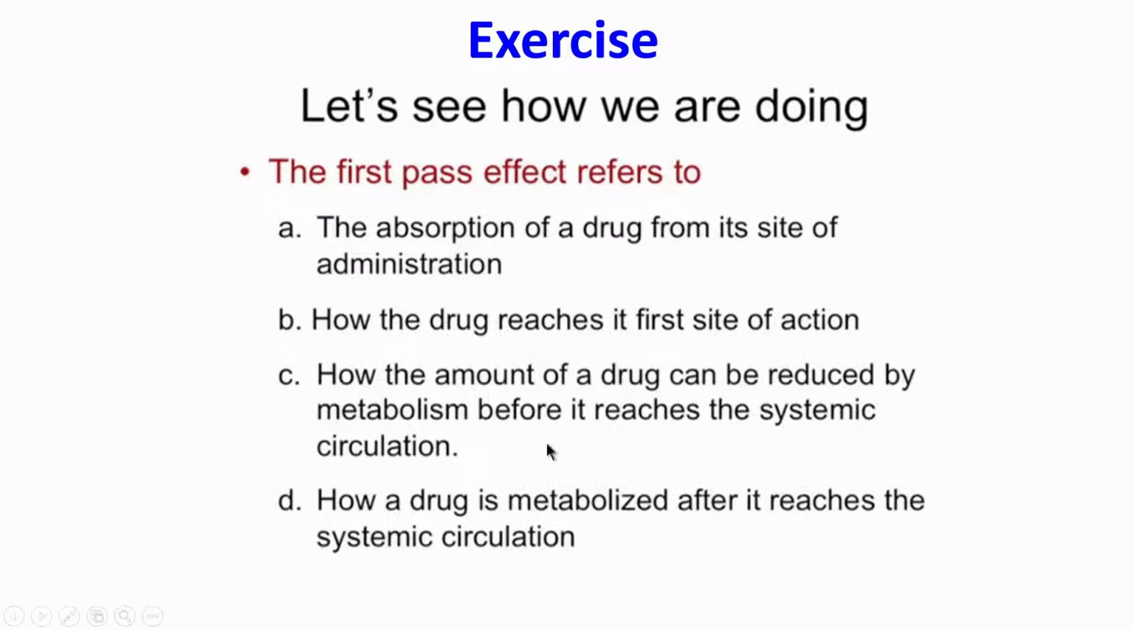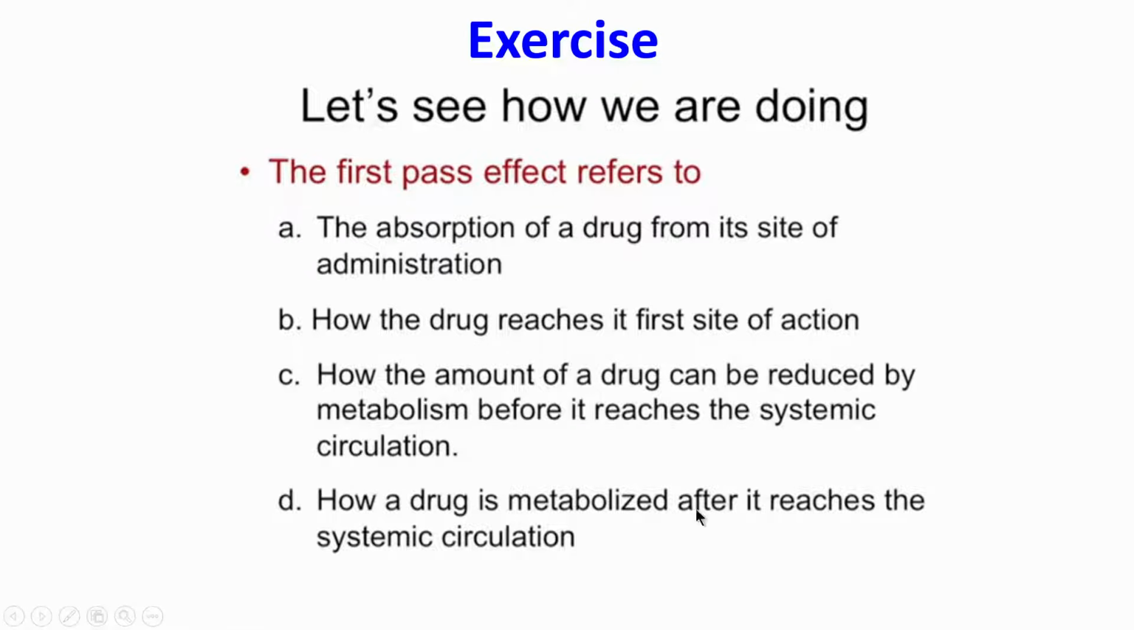So, let us see how we are doing here. If I say the first pass effect refers to the absorption of drug from the site of administration, well, not really. If I give an IV injection or some other route, the first pass effect is not even involved. So, this can't be correct. Is it how the drug reaches its first site of action? Again, this is incorrect. If I give an intramuscular injection, the drug reaches the muscle immediately, but there is no first pass effect involved here.